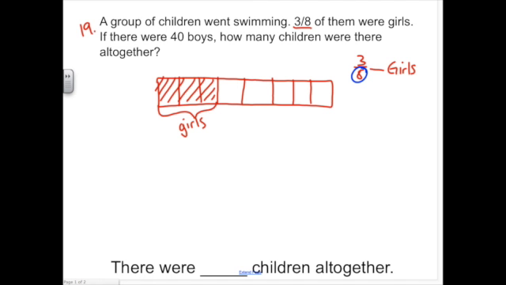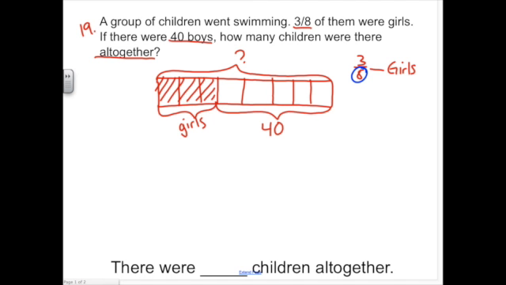Next, they tell us that there are 40 boys. Well, if 3/8 are girls, that means that the rest are boys. So this equals 40. Next, I have to fill in my question mark. I want to know how many children were there all together. So I'm going to label my whole with a question mark. And that's what I'm trying to find.